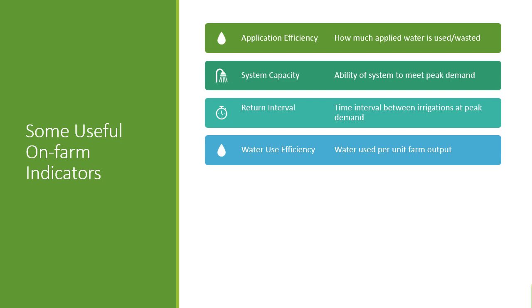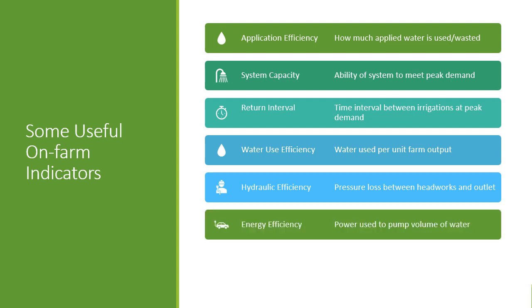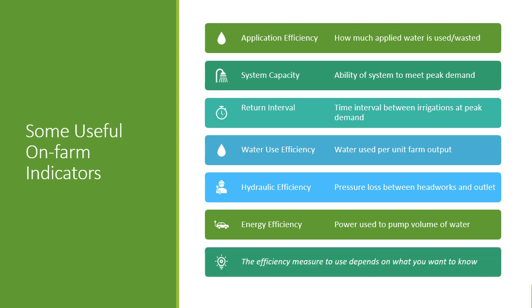Hydraulic efficiency is about our pipe work. What is the pressure loss between our pump and headworks all the way through our main line to the outlet or the sprinkler? Energy efficiency is about looking at the power consumption. Did we use a lot more power than required because we have a really big pump, or could we potentially have done something better with our system to reduce that energy load? Again, the efficiency measure that you're using depends on what you want to know.